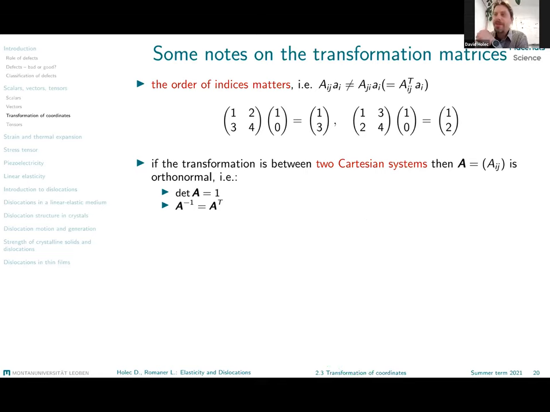Some properties of the transformation matrix. If I have a transformation matrix between two Cartesian systems, then the resulting transformation matrix is orthonormal. What does it mean? Firstly, its determinant equals one. Secondly, the inverse matrix is simply the transpose matrix. Now, what does this mean? This is the mathematical definition that probably you have seen and learned in linear algebra. We should provide this also with some physical insight.